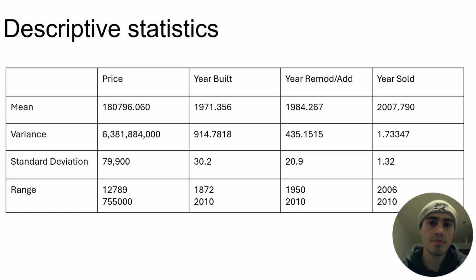So these are just some descriptive statistics that give a bit more information about the data set. It talks about the mean, the variance, the standard deviation, and the range for the 4 predictors: price, year built, year remodeled, and year sold. It was really surprising to see the standard deviation of the price as well as the lack of range in the year sold.